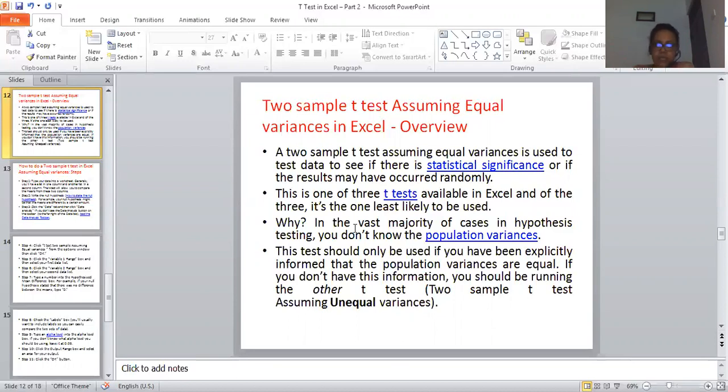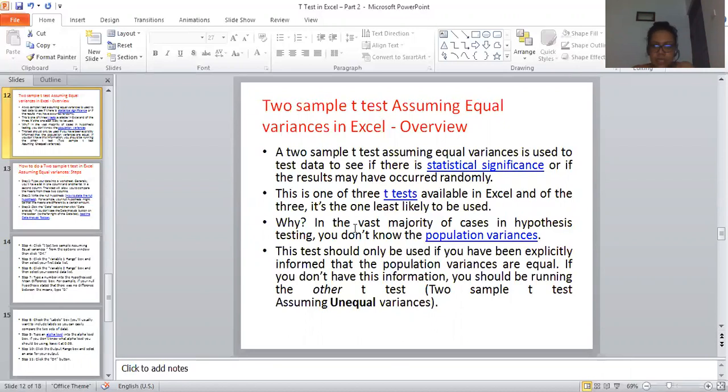I hope the information given in this slide is clear for you. The gist is that if, in the given information, an assumption is given that the population variances are equal, only then do we go for this test. Otherwise, we go for the third test, the two sample t-test assuming unequal variances.